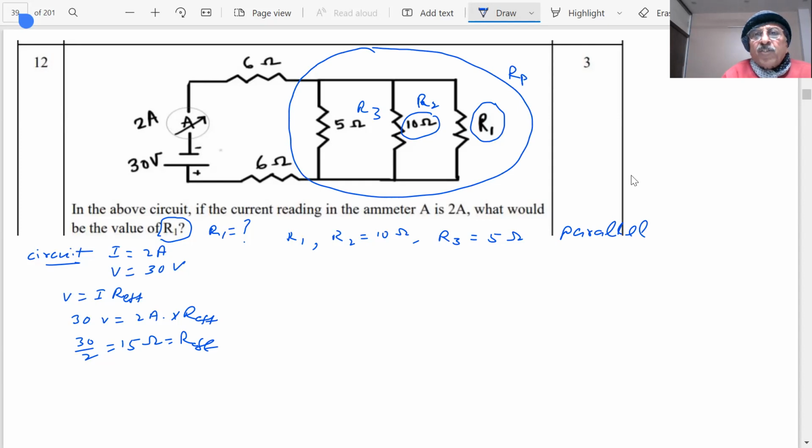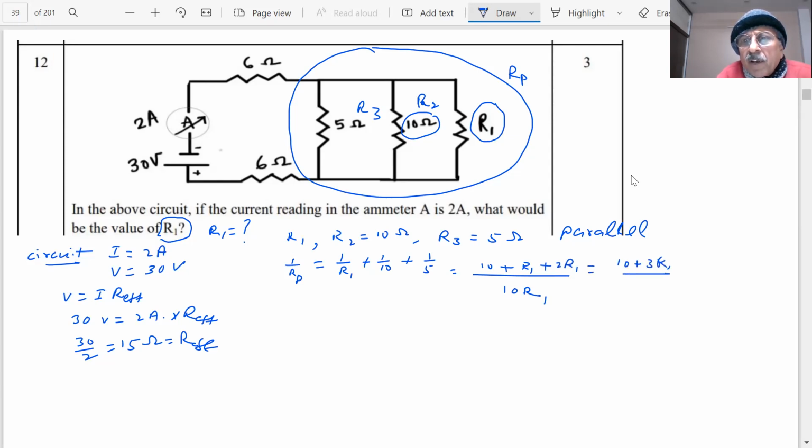What is the resistance of these three? Start from the back side, student. Resistance of these three, RP. Formula is 1 by RP in parallel: 1 by R1 plus 1 by 10 plus 1 by 5. What will be the LCM of this, student? This will be 10R1. If I take that 10R1 LCM, what am I getting? 1 by R1 becomes 10, 1 by 10 becomes R1, 1 by 5 becomes 2R1. What is that? 10 plus 3R1 divided by 10R1.